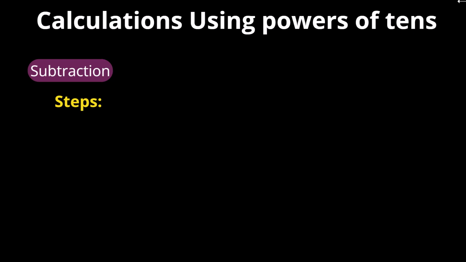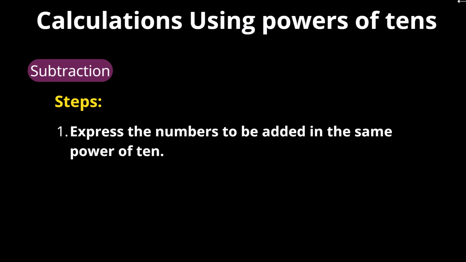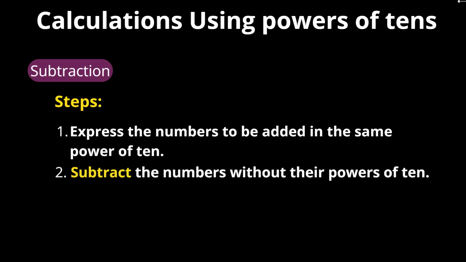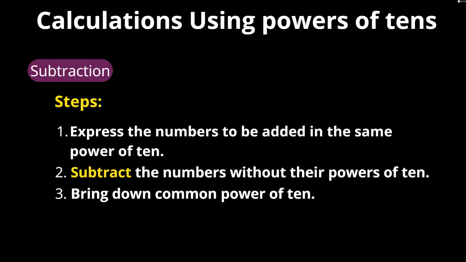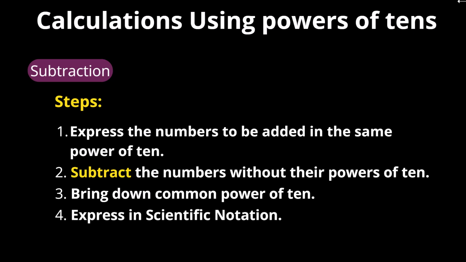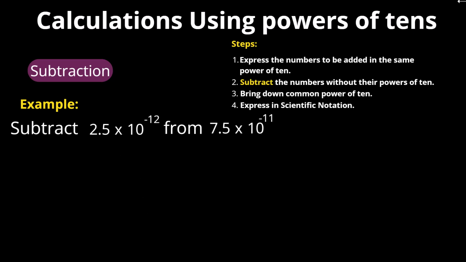The steps for subtracting powers of 10 are as follows. Step 1, express the numbers in the same power of 10. Step 2, subtract the numbers without their powers of 10. Step 3, bring down common power of 10, and if necessary, express in scientific notation. Subtract 2.5 times 10 to the negative 12th power from 7.5 times 10 to the negative 11th power. Now let's set up our problem as a subtraction problem.